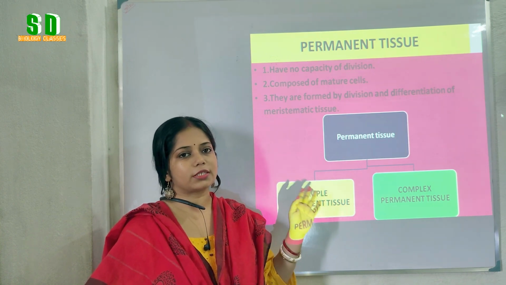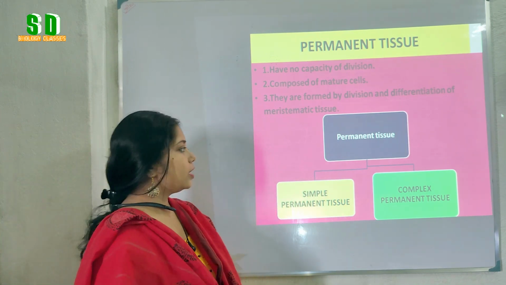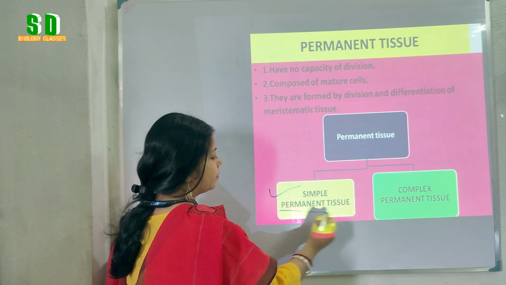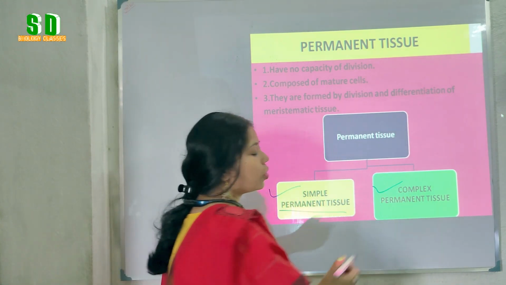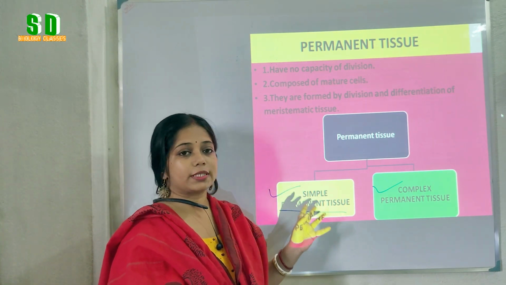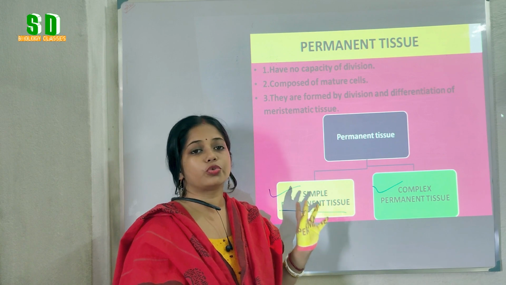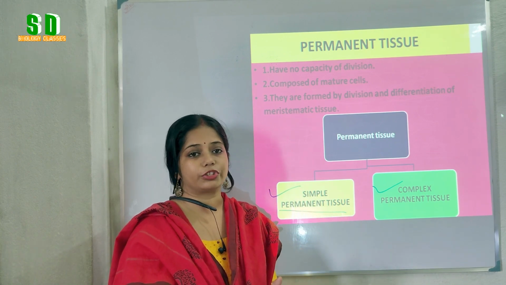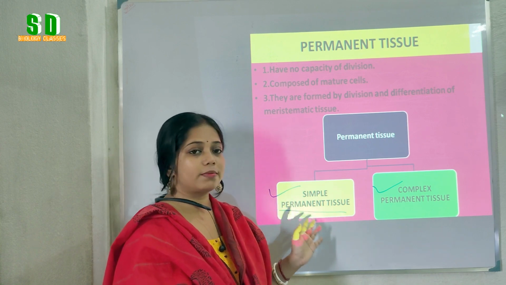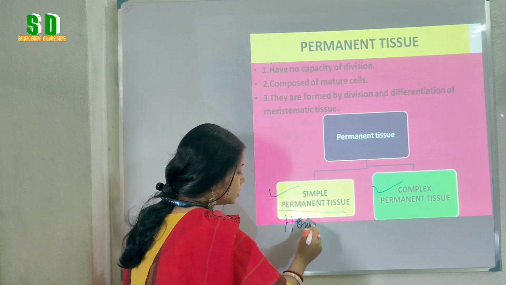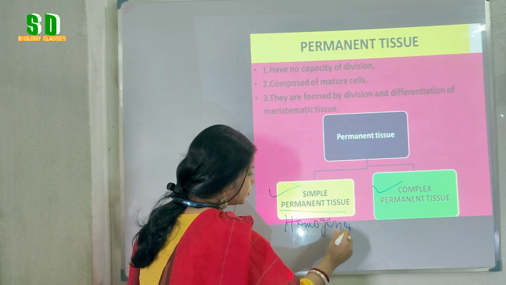Now, what are the basic types of permanent tissue? Permanent tissue are mainly of two types, the simple permanent tissue and the complex permanent tissue. The permanent tissue which is made up of similar type of cells having the same function is called the simple permanent tissue.